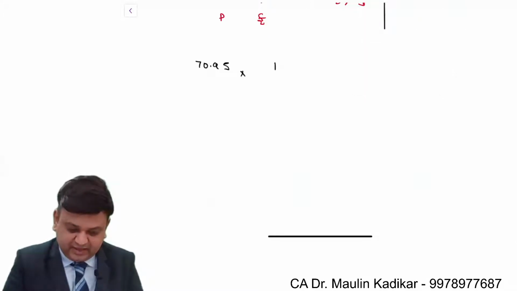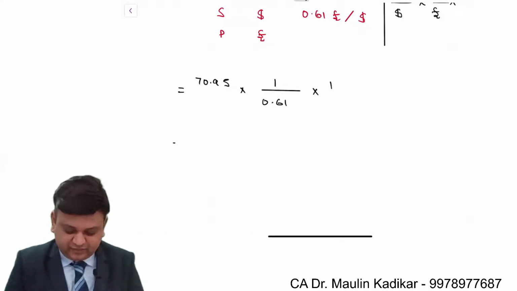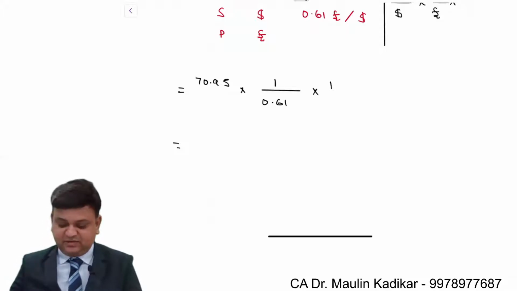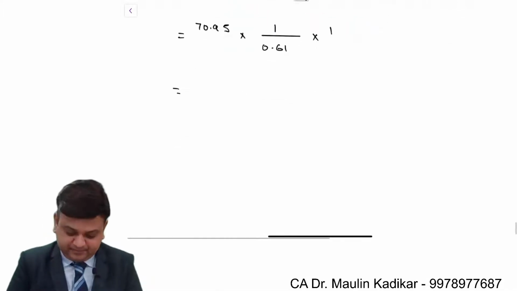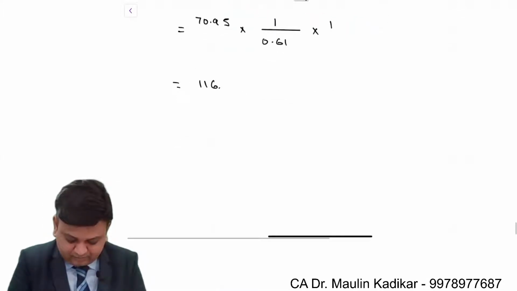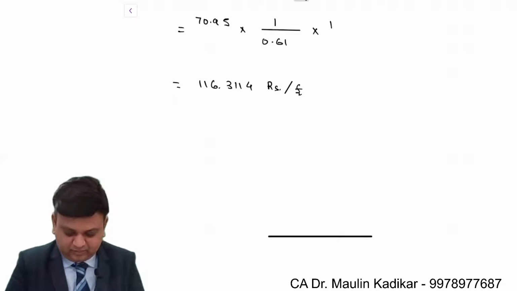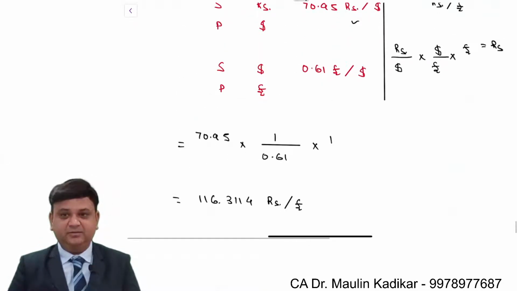So 1 divided by 0.61, multiplying with 1. Okay. So we understand that it is 70.95 divided by 0.61. That comes to 116.3114 rupees per pound. That is the way we are required to write the exchange rate.